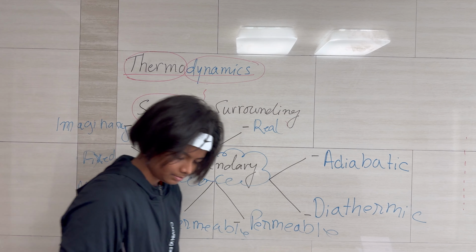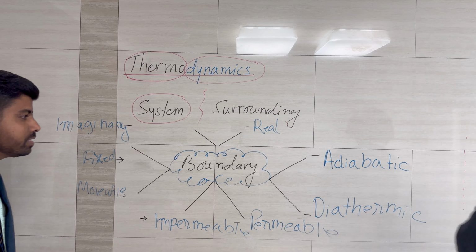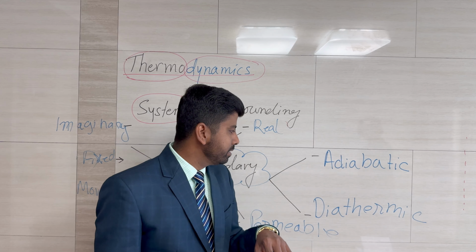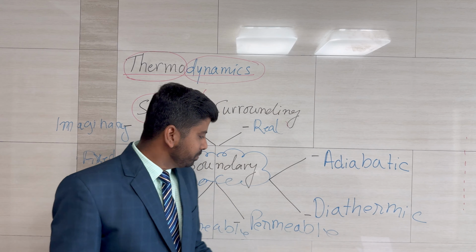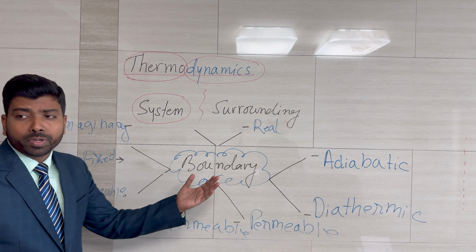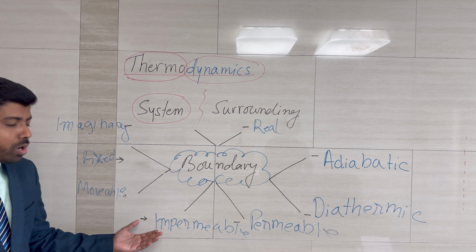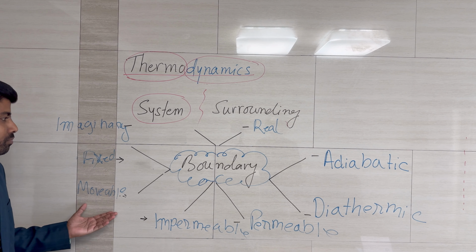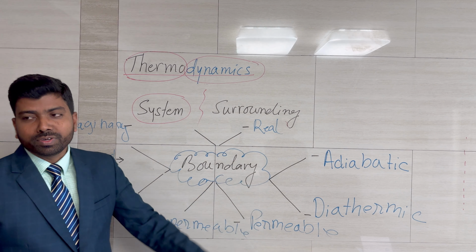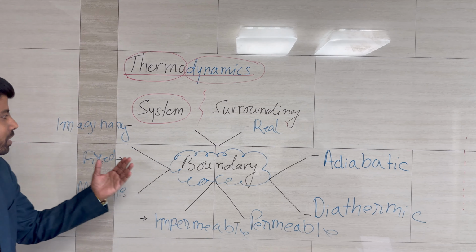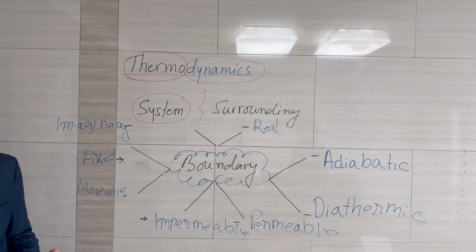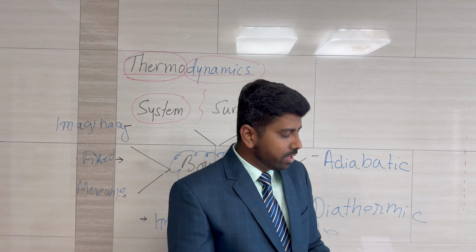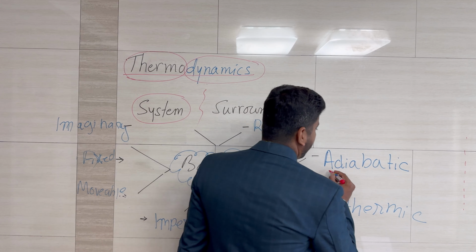So that means the boundary may be adiabatic, the boundary may be diathermic, the boundary may be permeable, and the boundary may be impermeable, and the boundary may be fixed, and the boundary may be movable, and the boundary may be real, or the boundary may be imaginary. Right. So now let us understand in more detail what adiabatic is.